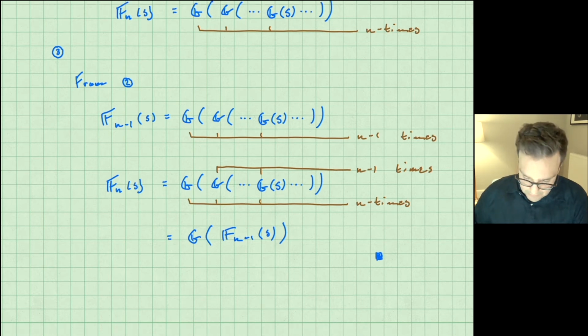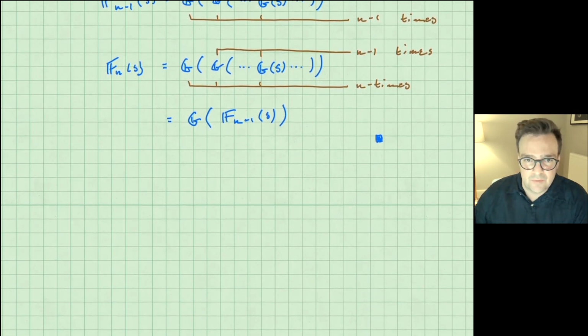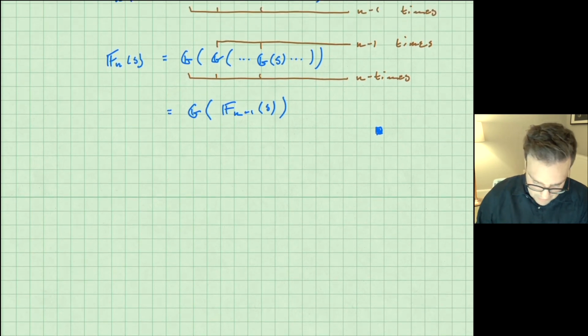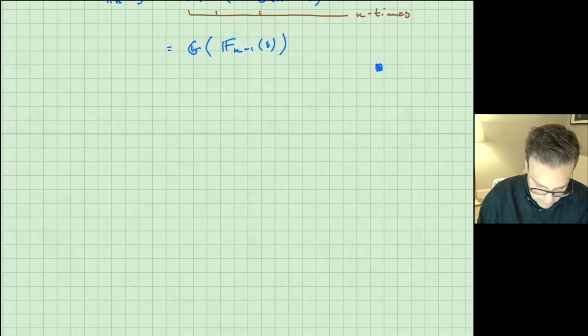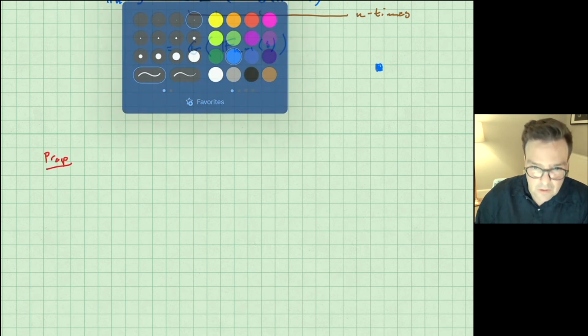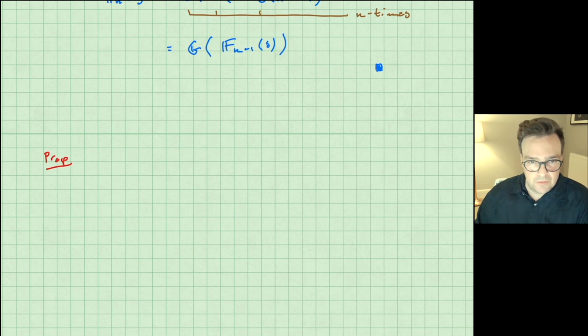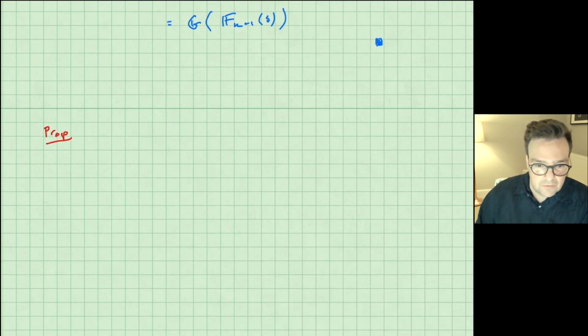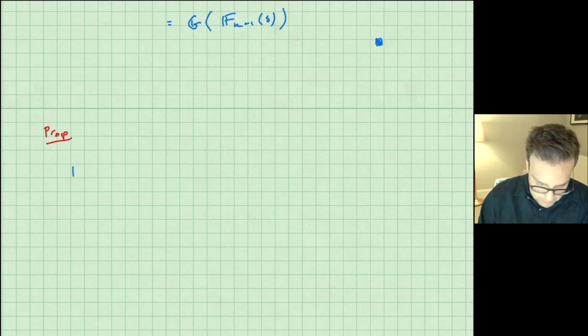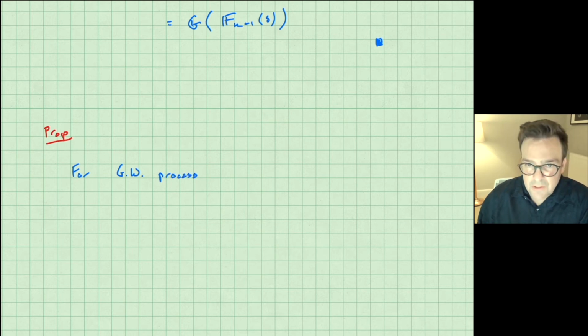So now let's go on to our next proposition. We're going to say something about means and variances next. So I'll give myself some space here. And we're going to spend the rest of the lecture working on this one proposition. So we're going to say, suppose that you've got a Galton-Watson process. Just like we've been doing. And we're going to have it start with 1.